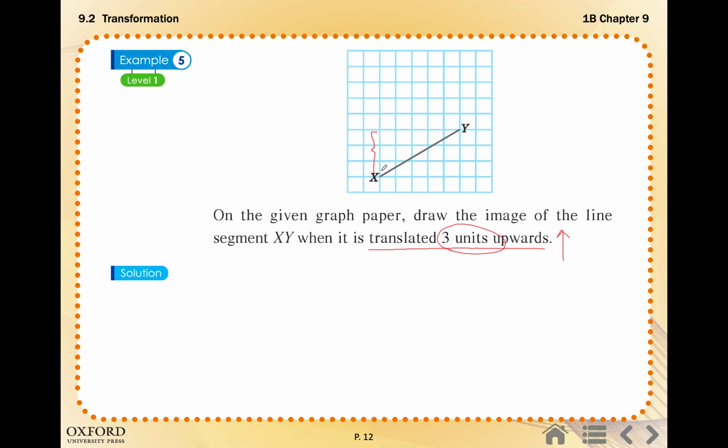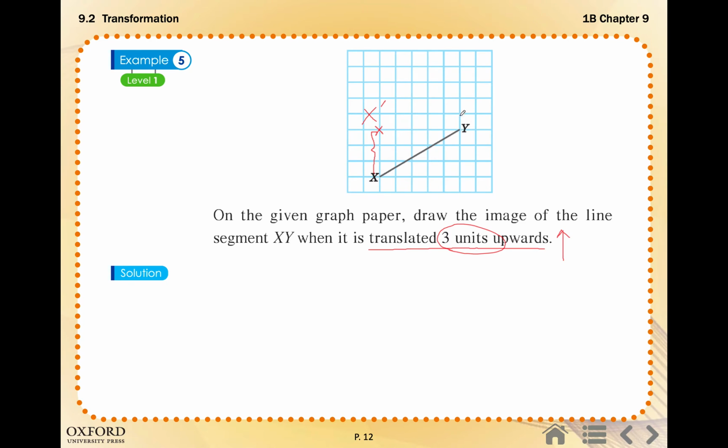For the final position, after the translation, the point X will move to here. I always mark a cross here, and I mark the image of X as X dash. We call this the dash, the little mark above X. We always use this symbol X dash to represent the final position of X, that means the image of X. And do the same for Y.